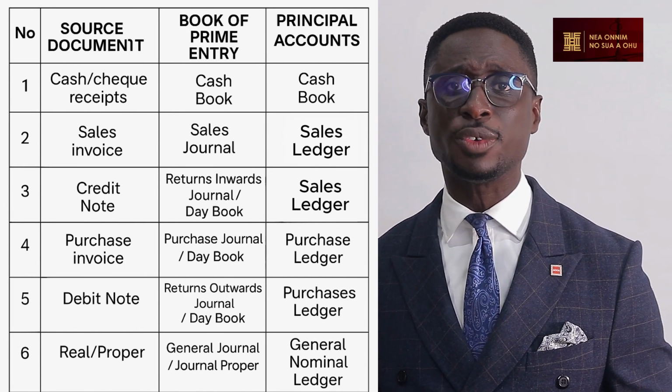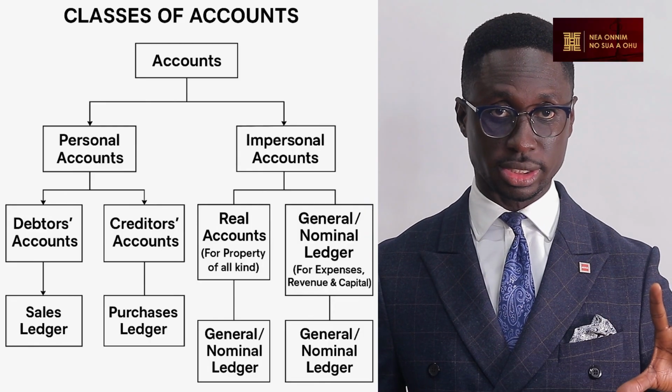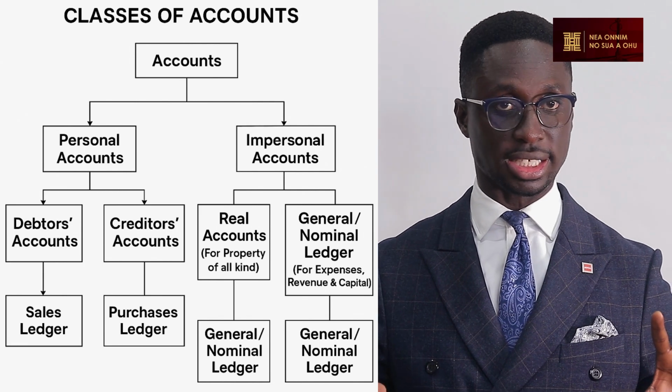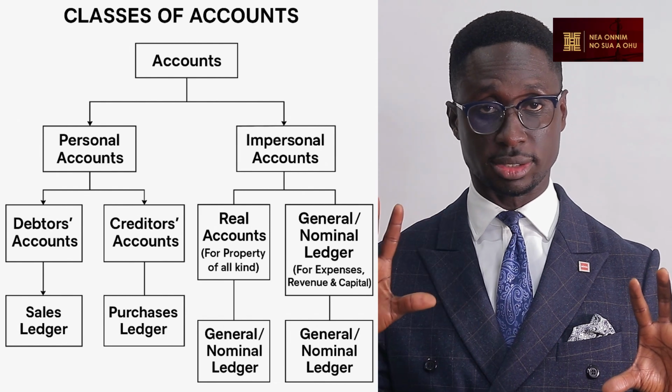And we'll be dealing with these various ledgers in the next item that we'll be looking at. And that is what we call the various classifications of books of accounts, which is our principal books of accounts. So for the various classes of accounts, primarily there are two classes of accounts. The first, personal accounts. The second, impersonal accounts.